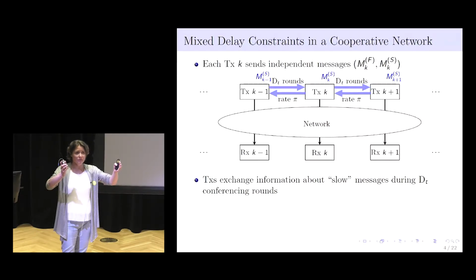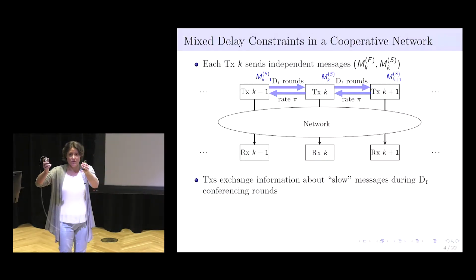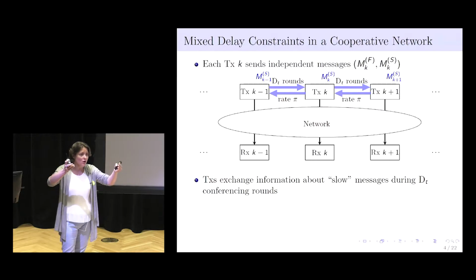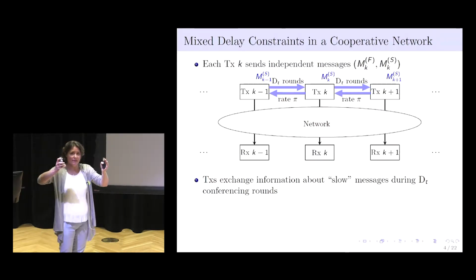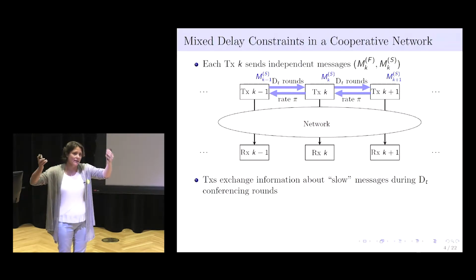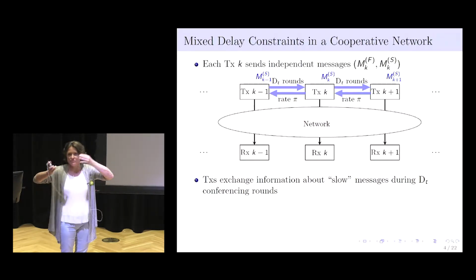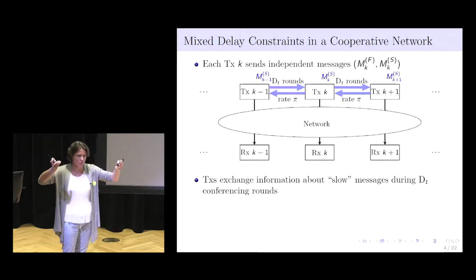So we have these block lengths. The fast messages, as soon as they arrive, have to be sent within the next block length. They cannot wait. However, the slow messages' transmission can be delayed. During this delay, the transmitters can exchange some cooperation information about these slow messages.